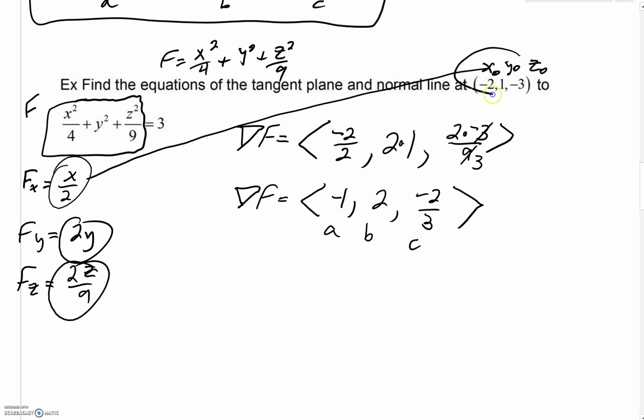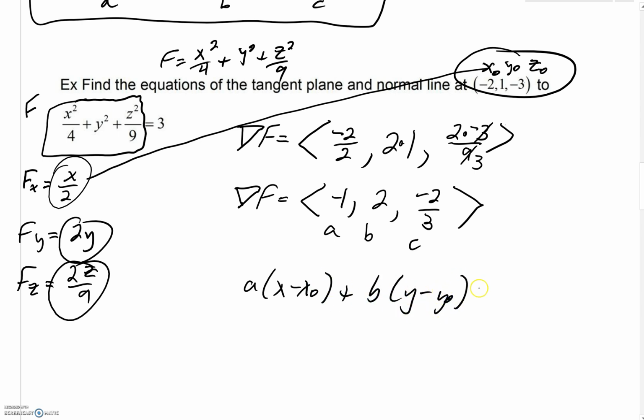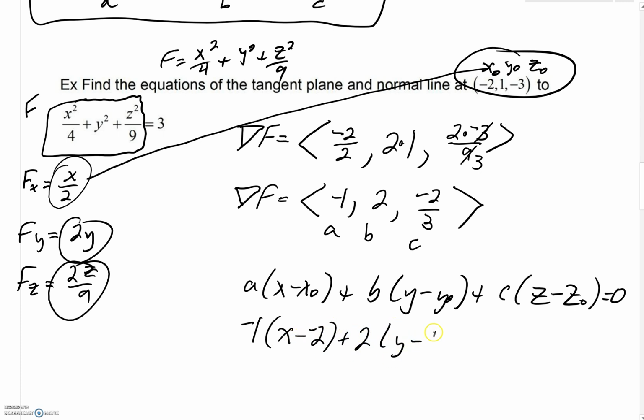So again, we've got our x naught, y naught, z naught. And all we got to do is just write this out real quickly. And you can see we're very close to finishing this up. Here's our tangent plane. We just have to write negative 1 times x minus negative 2 plus a 2 times y minus 1 plus a negative 2/3 z minus negative 3 and then just clean it up.